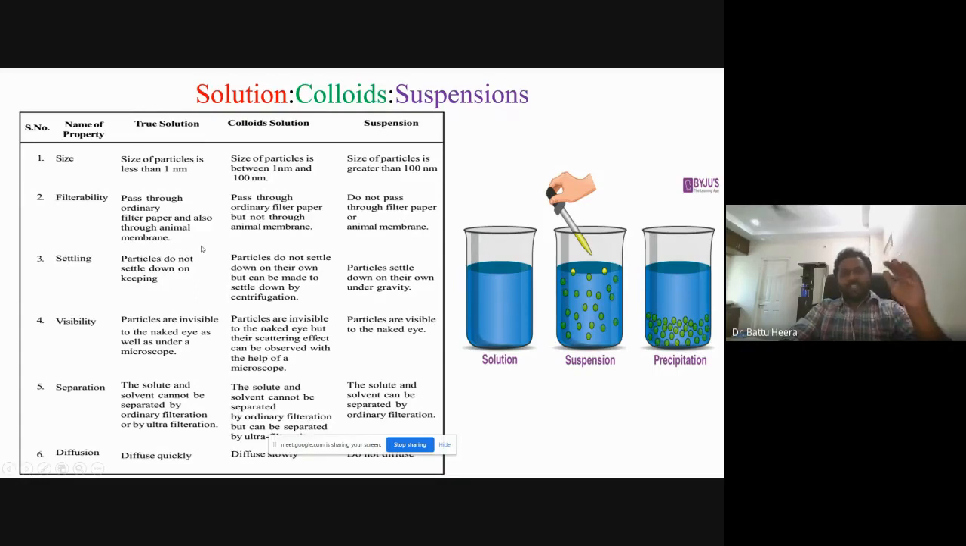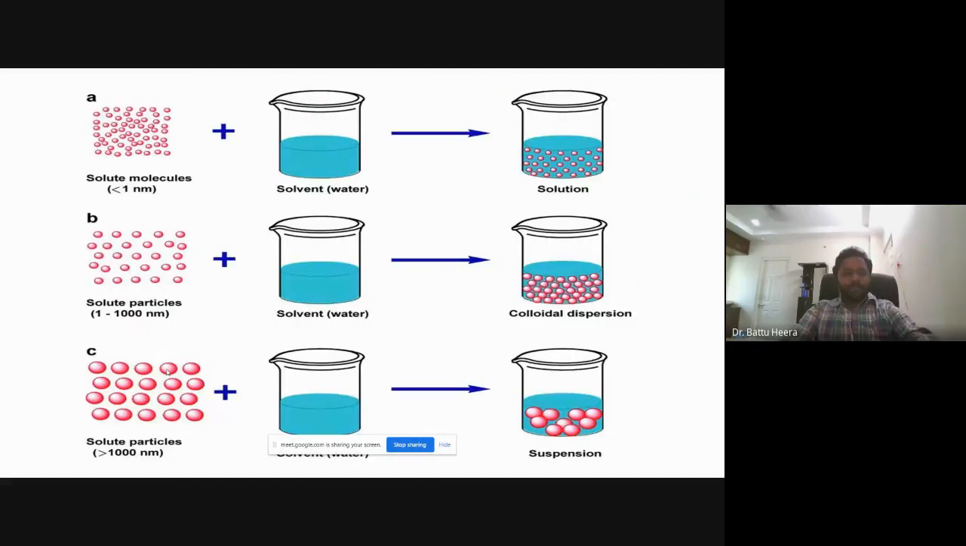So this is some of the differences between the true solutions, colloid solutions and suspensions regarding their size, filtrability, settling, viscosity, visibility, separation and diffusion. So remember this once.